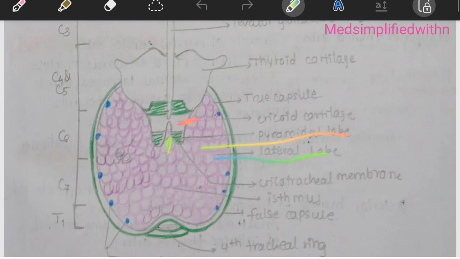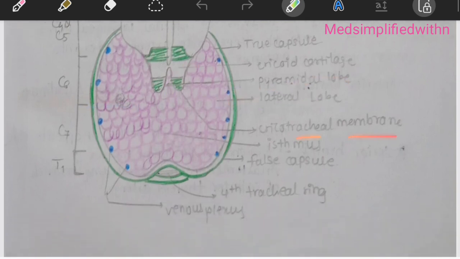It is the lateral lobe. It is the medial lobe. Lateral lobes, not a medial. It is the cricotracheal membrane. Here is the isthmus, and the outer margin is the false capsule.